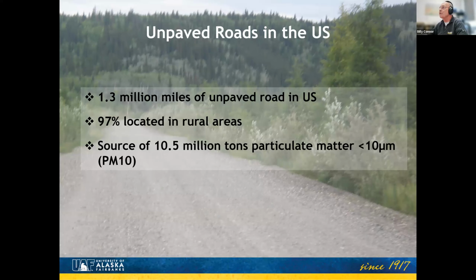But to put things in perspective, there are 1.3 million miles of unpaved road in the United States. 97% of those are in rural areas, so it very much aligns with what we're seeing here in Alaska. And that puts out about 10.5 million tons of PM10. That's 10 micron size material. So that's a tremendous amount of small dust that's being put out.